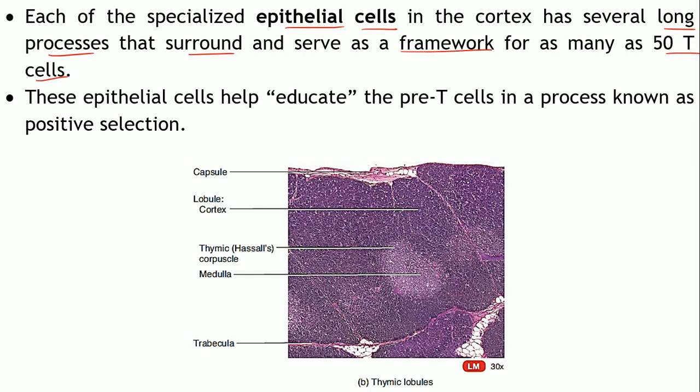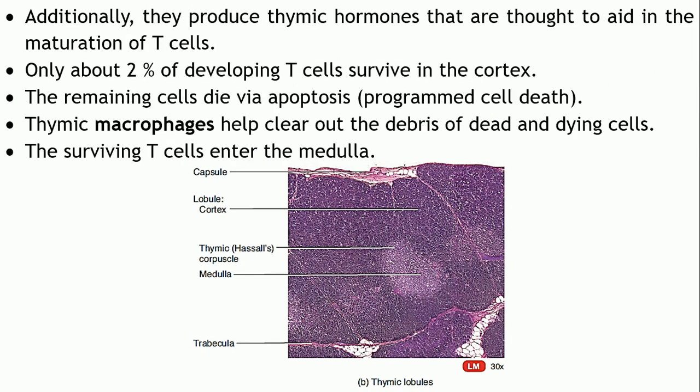So it can accommodate the 50 T cells within this. Okay, and what is the function of these epithelial cells? To educate the pre-T cells in the process known as positive selection. So you must be aware of what is positive selection. This process helps in identification of certain structures because of which these pre-cells survive. Otherwise, what happens? These T cells which are immature, mostly they undergo apoptosis. They are destroyed. But due to this positive selection, it retains the activity and it prevents the apoptosis of such T cells.